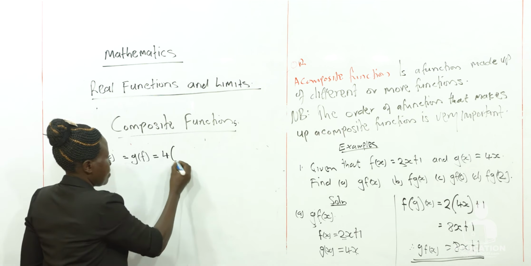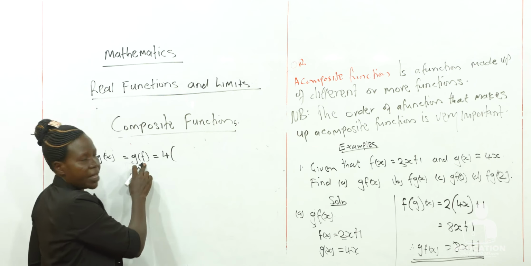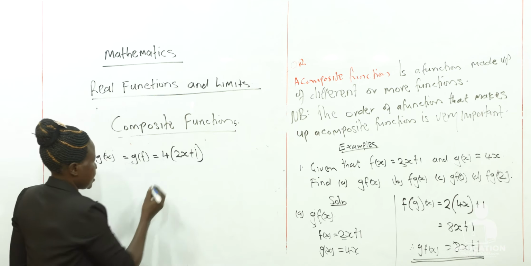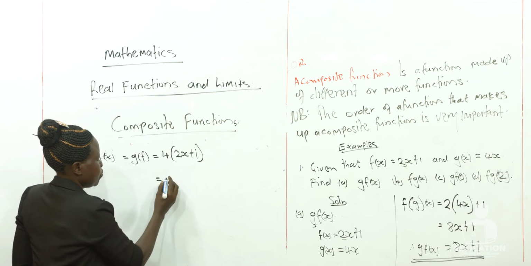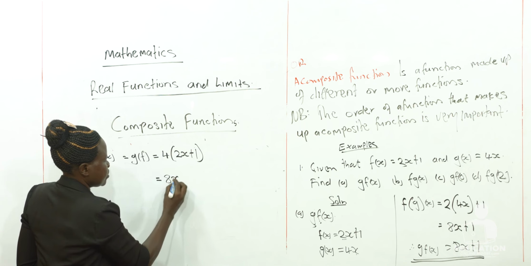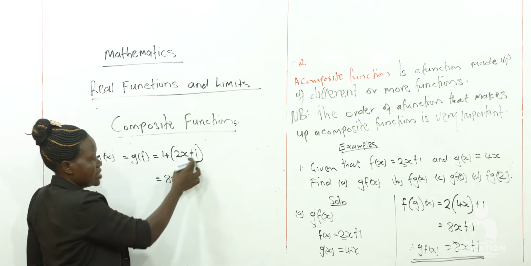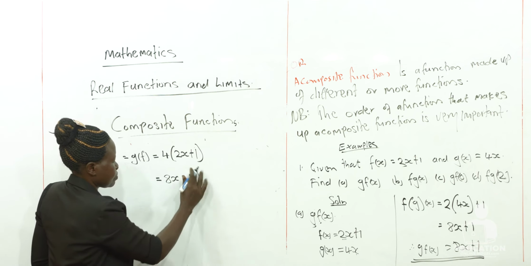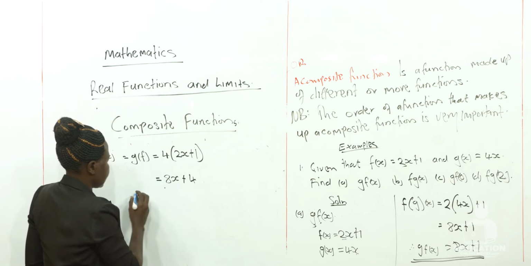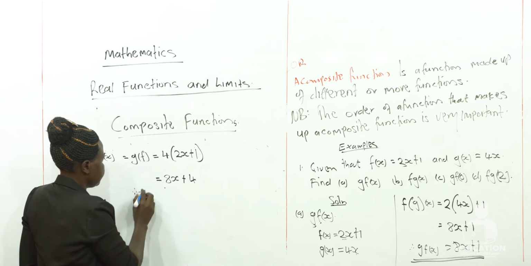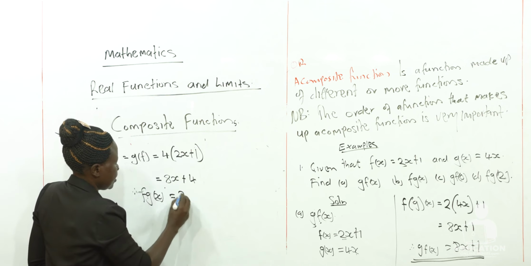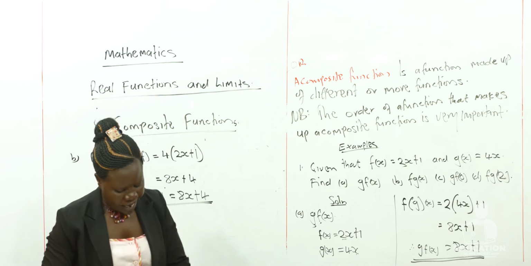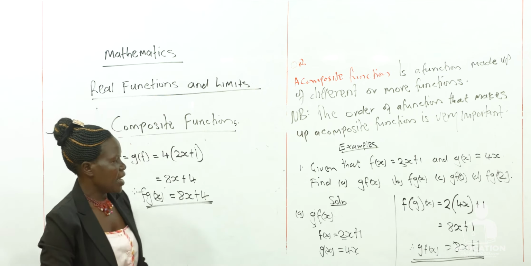And then we open our bracket, and then you write the function of f, which is given as 2x plus 1. Then you close. When you open the bracket, we say 4 times 2, we get 8, and then 8 times x, we get 8x. And since 1 is inside the bracket, we also multiply 4 times 1, which will give us plus 4. So this is our answer. Therefore FG of x will now be 8x plus 4. That will be our answer for part B.